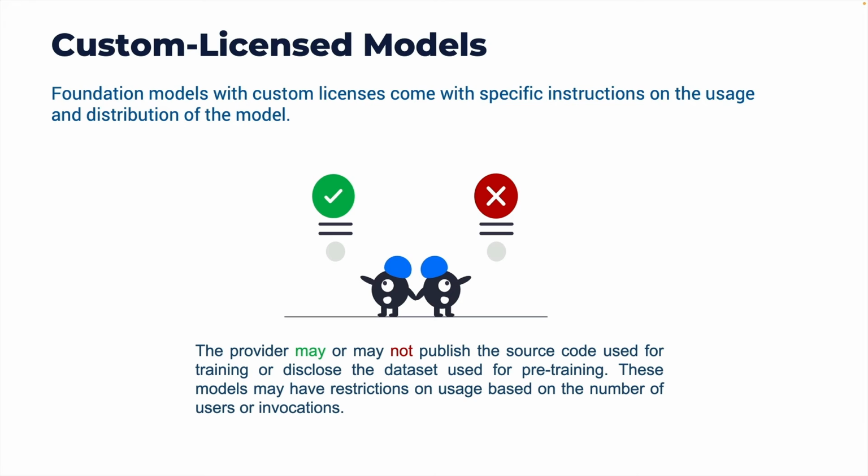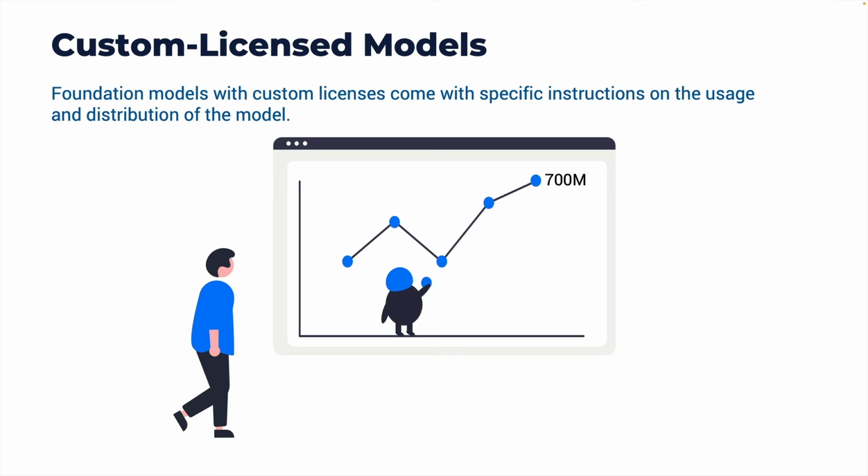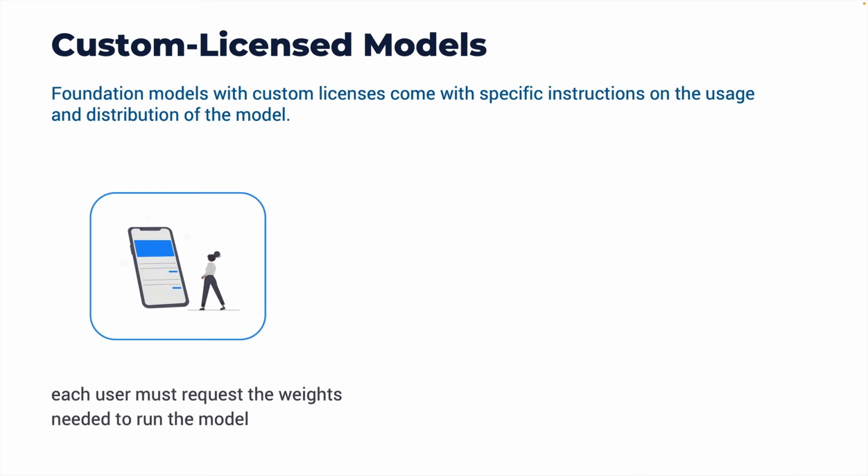The provider may or may not publish the source code used for training or disclose the data that is used for pre-training. These models may even have restrictions on usage based on the number of active users or number of invocations. For example, the Llama 2 foundation model from Meta has a custom license that requires additional permissions and approvals if the number of monthly active users in the preceding calendar month exceeds 700 million users. While this number seems to be pretty large, you can imagine someone with a large traffic e-commerce portal hosting the model will hit this limit pretty soon. So it's very important to understand the fine print associated with custom licensed models.